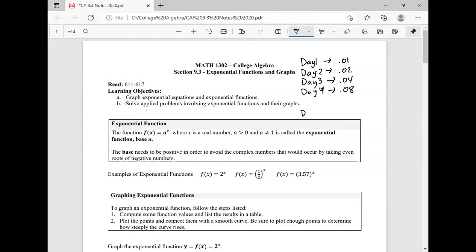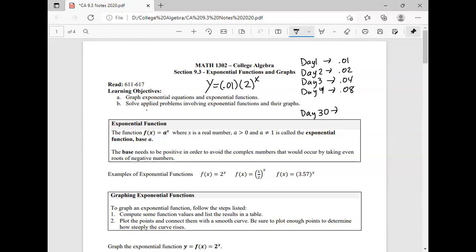Doesn't look like we're making much progress here, right? But if I want to figure out what I'd have on day 30, is there some kind of an equation that I can come up with that's going to do this for me? We don't want to have to keep doubling this to day 30. So I'm starting out with 1 cent. And what I'm doing to that 1 cent is I'm doubling it every day. So I'm multiplying it by 2. And the x would be the number of days.